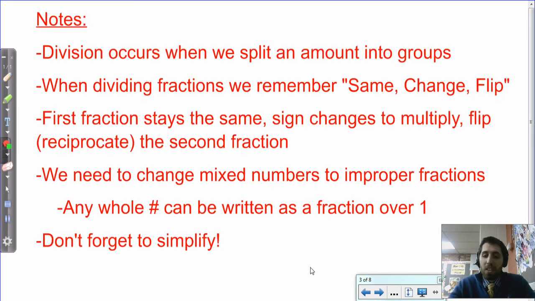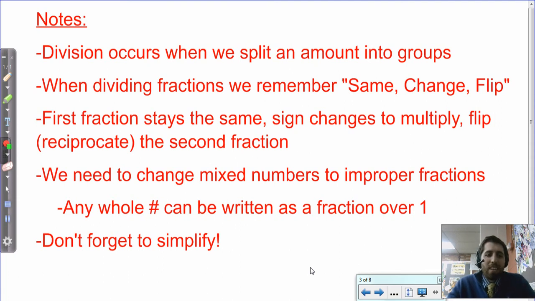The first note is that division occurs when we split an amount into groups. So if you're reading a word problem trying to decide if it's division, just think, do we have an amount that's being split into groups? If so, it's probably division. Two, when dividing fractions, we remember same, change, flip. And we already started to figure out where that comes from. I'm also going to teach you a song tomorrow. You're going to love it.